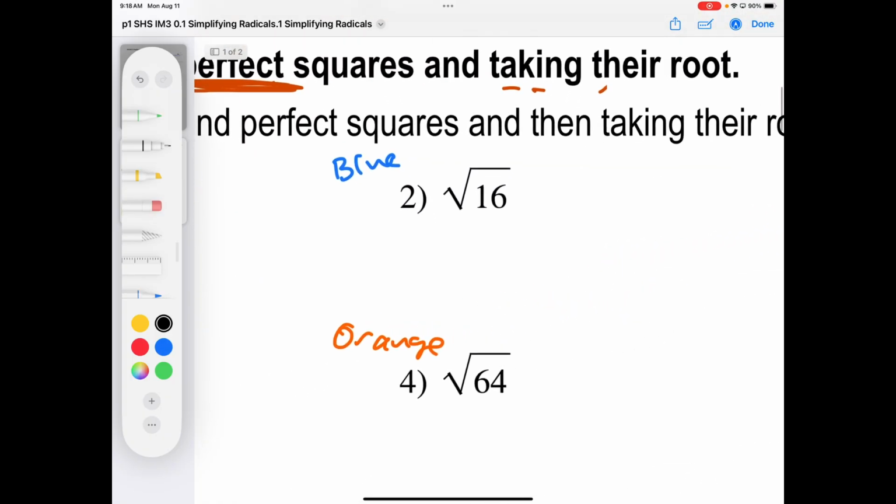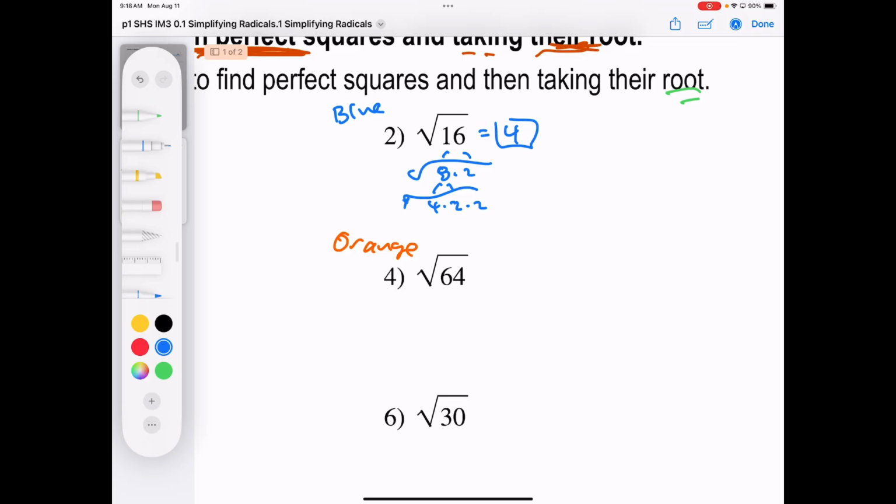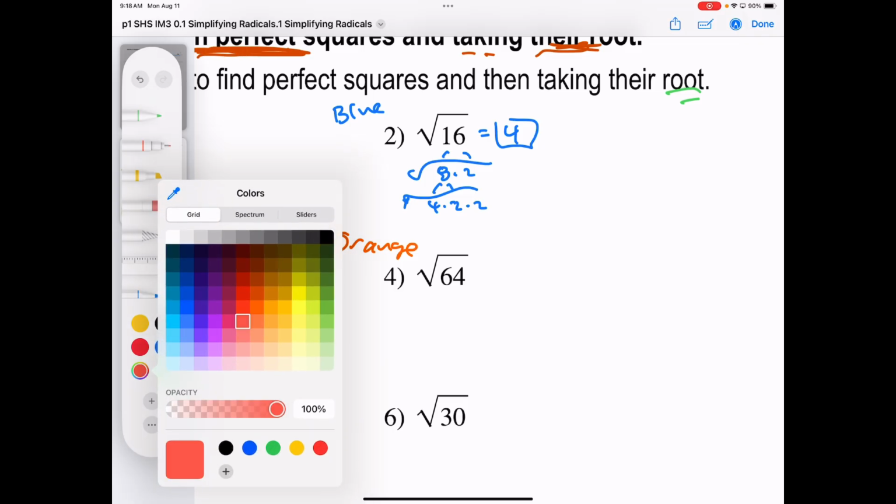All right, blue chairs. Square root of 16, your answer is? 4. Again, you could do the same thing as you did before. Maybe you didn't do the pairs. It should have been 4 times 4. You can break that up again to 4 times 2 times 2. Okay? And the square root of 64 is? 8 is correct.